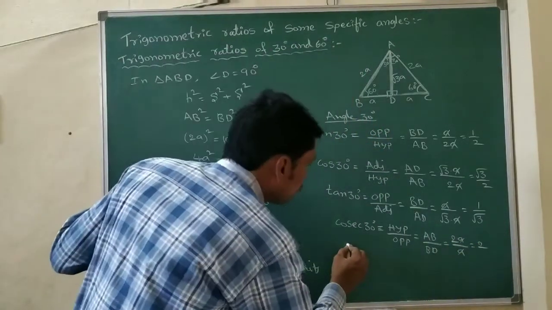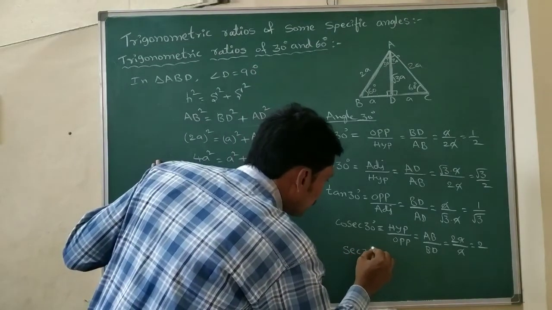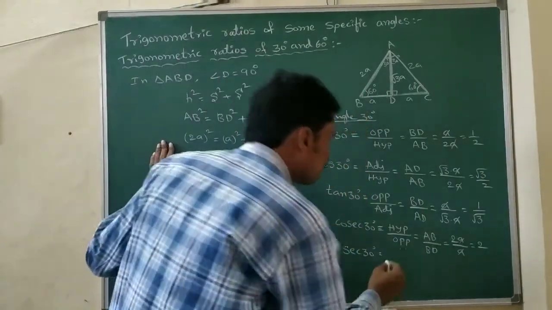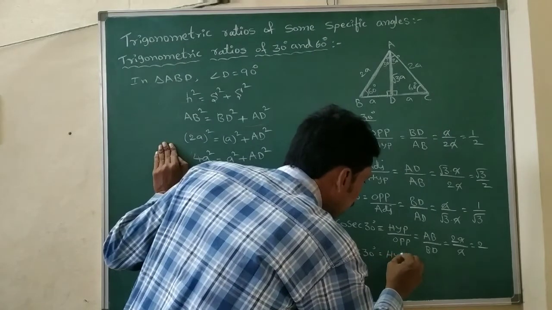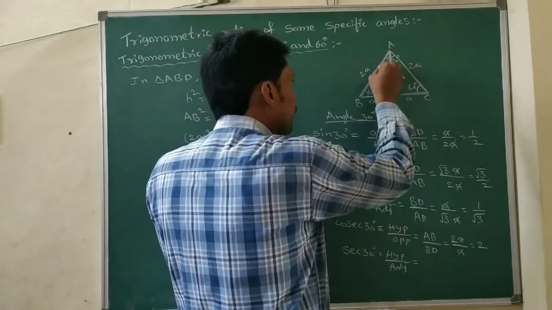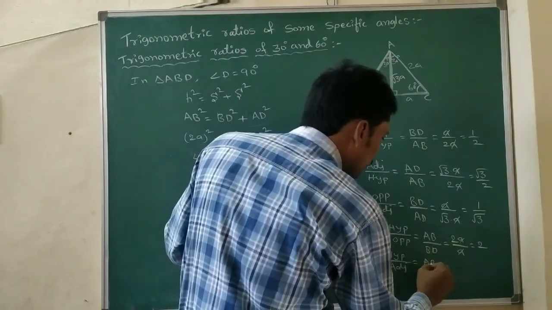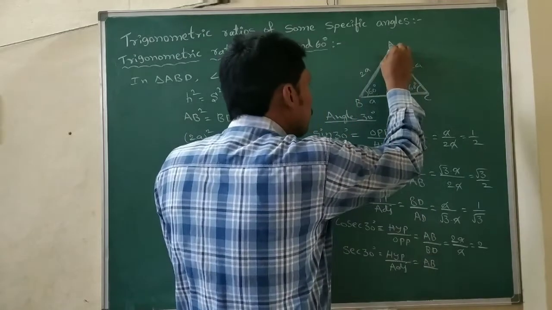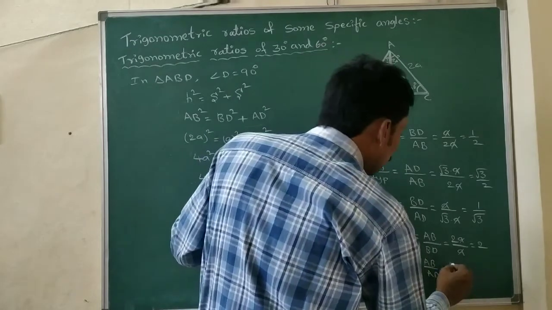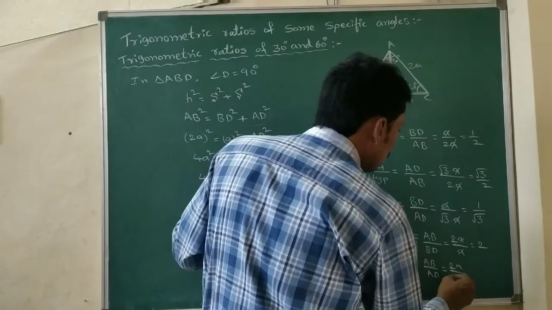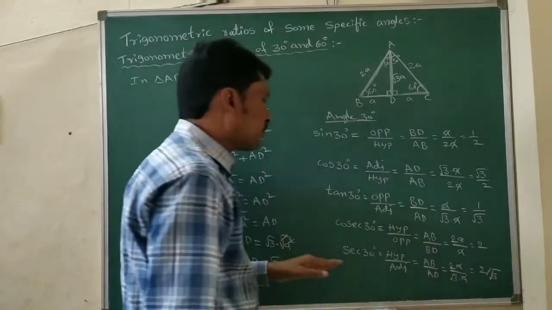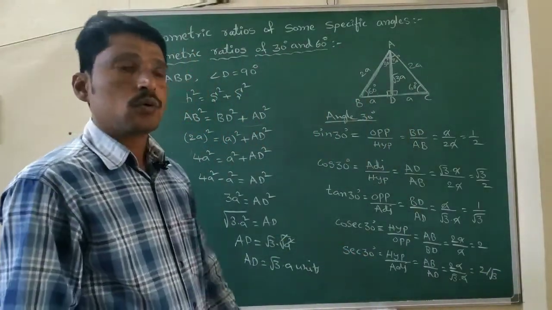Next, it is sec 30. Sec means hypotenuse by adjacent side to angle 30. So what is the hypotenuse? AB is the hypotenuse, by adjacent. What is adjacent? AD is the adjacent. That equals AB value 2A by AD value root 3 into A. The A's get cancelled, that equals 2 by root 3. Sec 30 is equal to 2 by root 3.